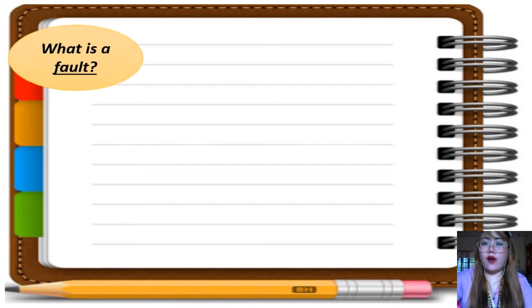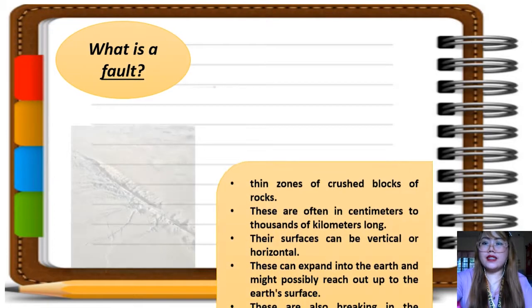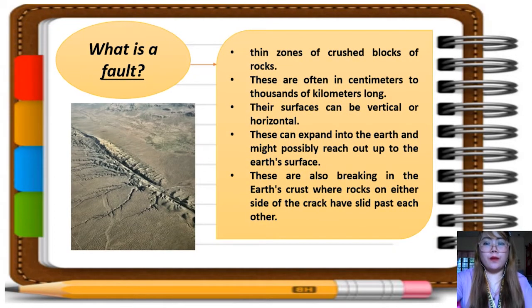How about faults? Faults are thin zones of crushed blocks of rocks. These are often centimeters to thousands of kilometers long. Their surfaces can be vertical or horizontal. These can expand into the earth and might possibly reach up to the earth's surface. These are also breaks in the earth's crust, where rocks on either side of the crack have slid past each other.